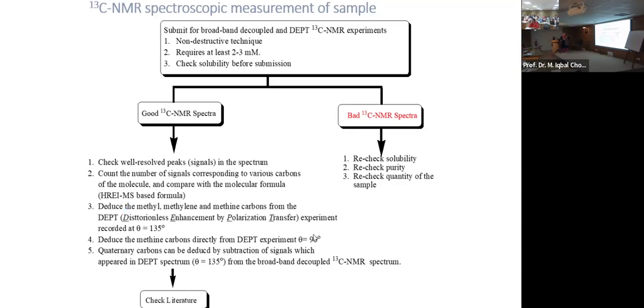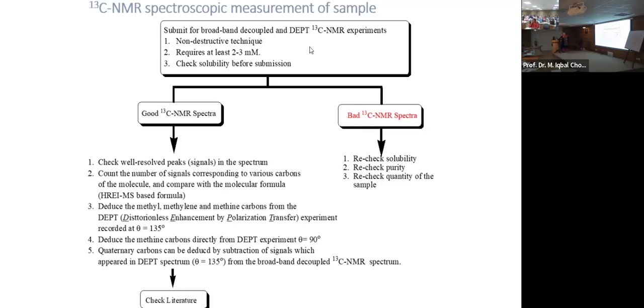In DEPT 90, you can identify only CHs, while in DEPT 135, CH2 are hanging downward, and CH and CH3 are hanging upward. And a quaternary carbon we cannot see because of the polarization transfer. DEPT: Distortionless Enhancement by Polarization Transfer.